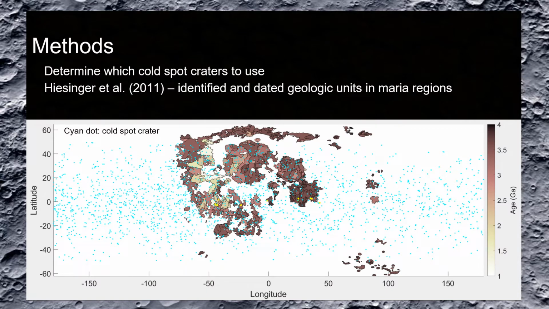First, we had to figure out which cold spot craters to use for comparison with the Wilcox et al. 2005 study. This figure from Hiesinger et al. 2011 shows a map of the lunar maria and the geologic units they identified and dated. The color of the geologic units indicates its age, in accordance with the color bar on the right. We overlaid it with a map of all the cold spot craters on the Moon, which are the cyan dots.